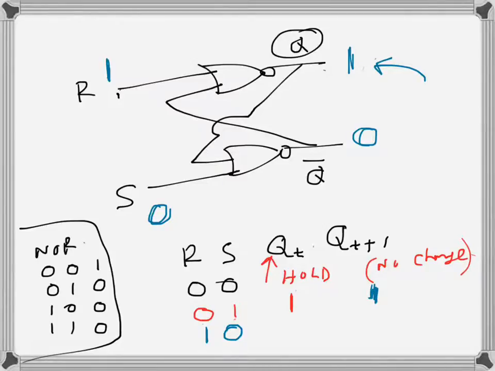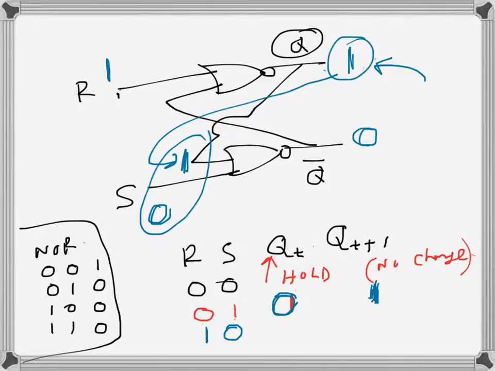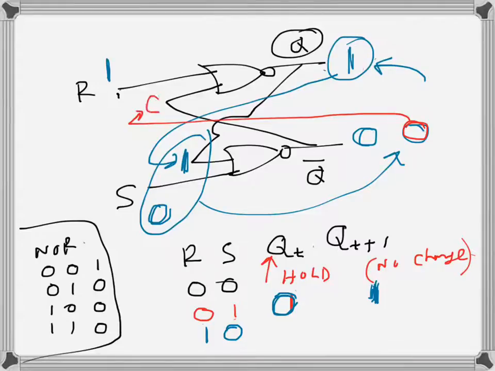I forgot to write Hold. I think this one changed to 1. I think this one was 0 previously, and this one has changed to 1. But anyway, now R is 1 and S is 0. So this is 1 here. This one appears here, and 1 0 gives us a 0 here. And then let me use another color. This 0 is appearing here, and this 1 0 is giving 0 here.